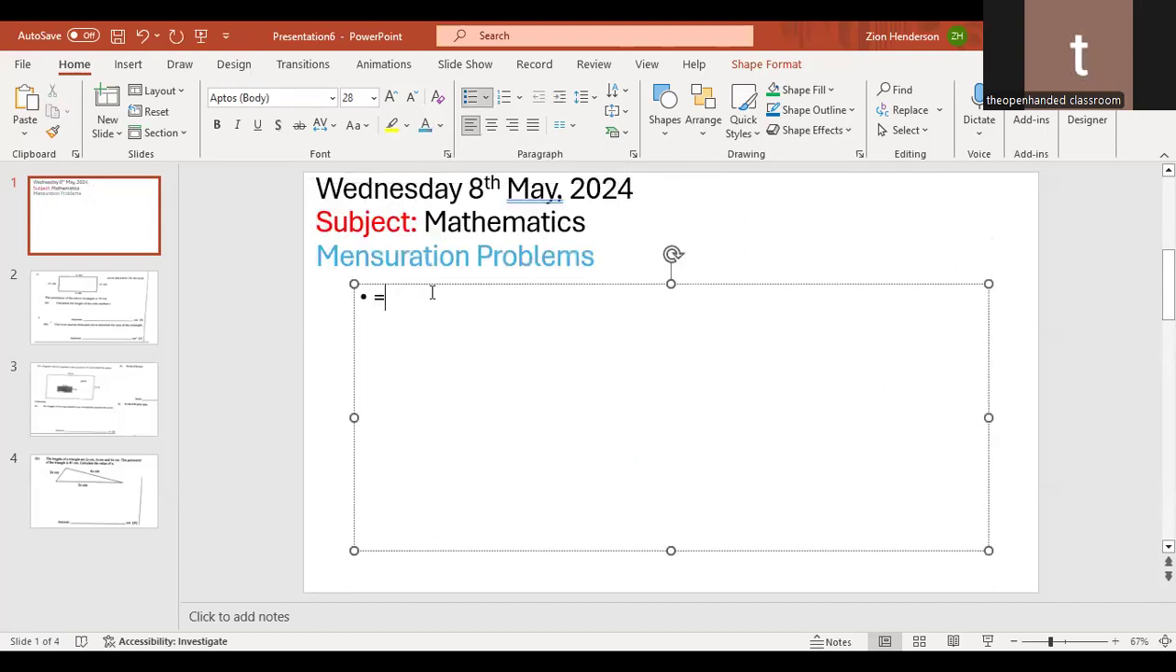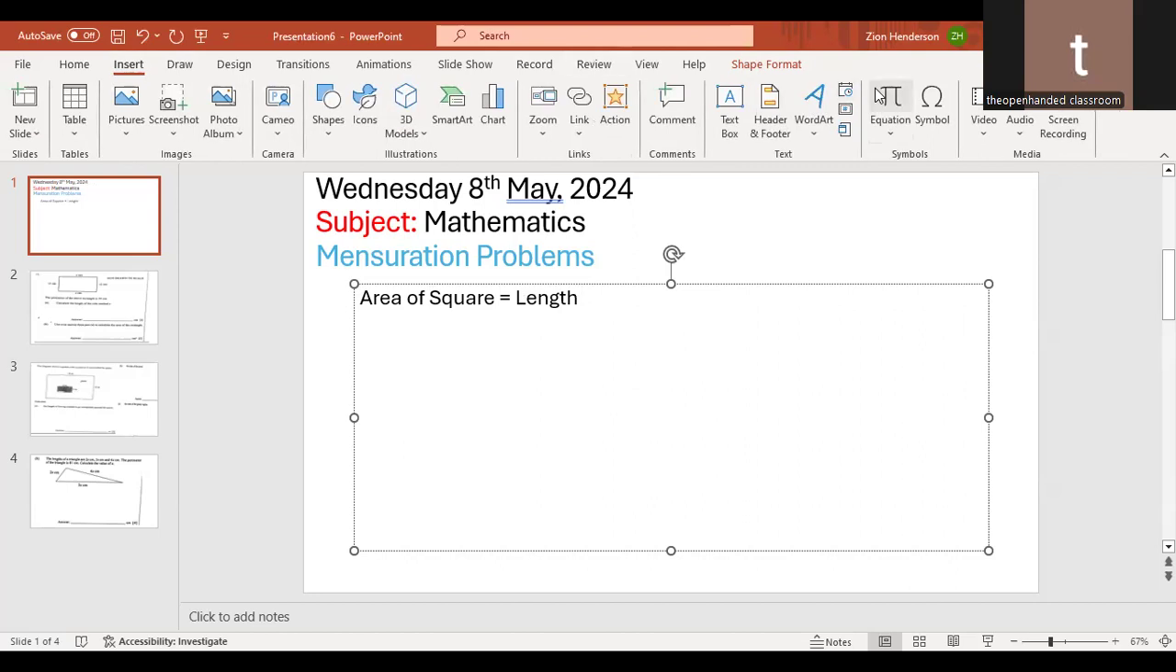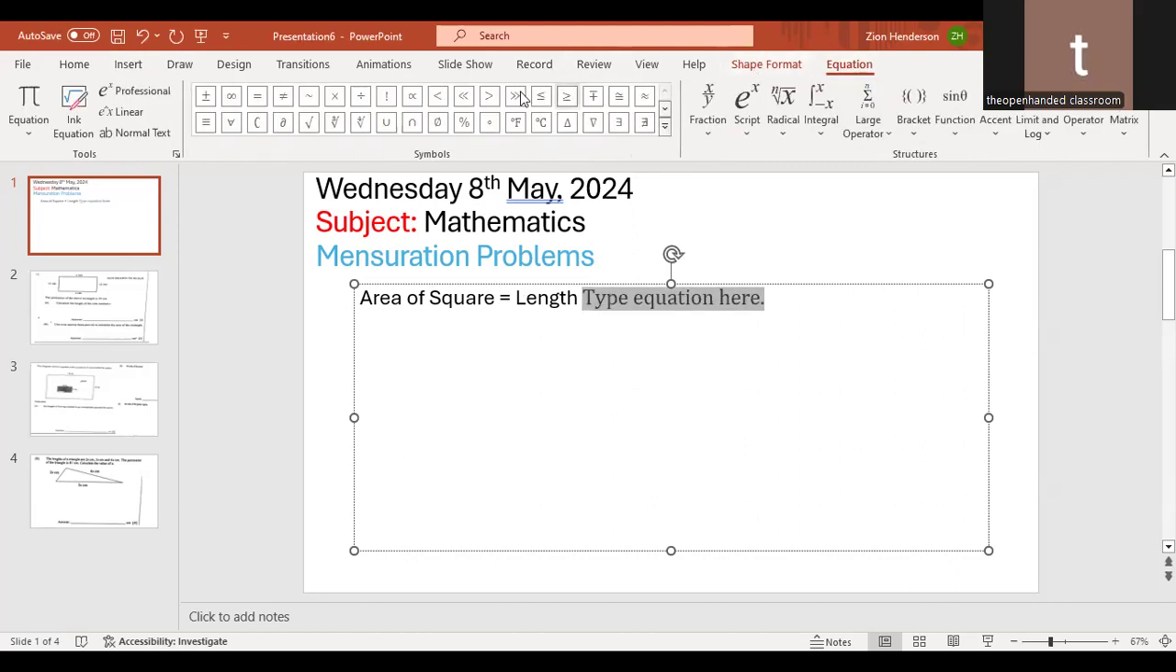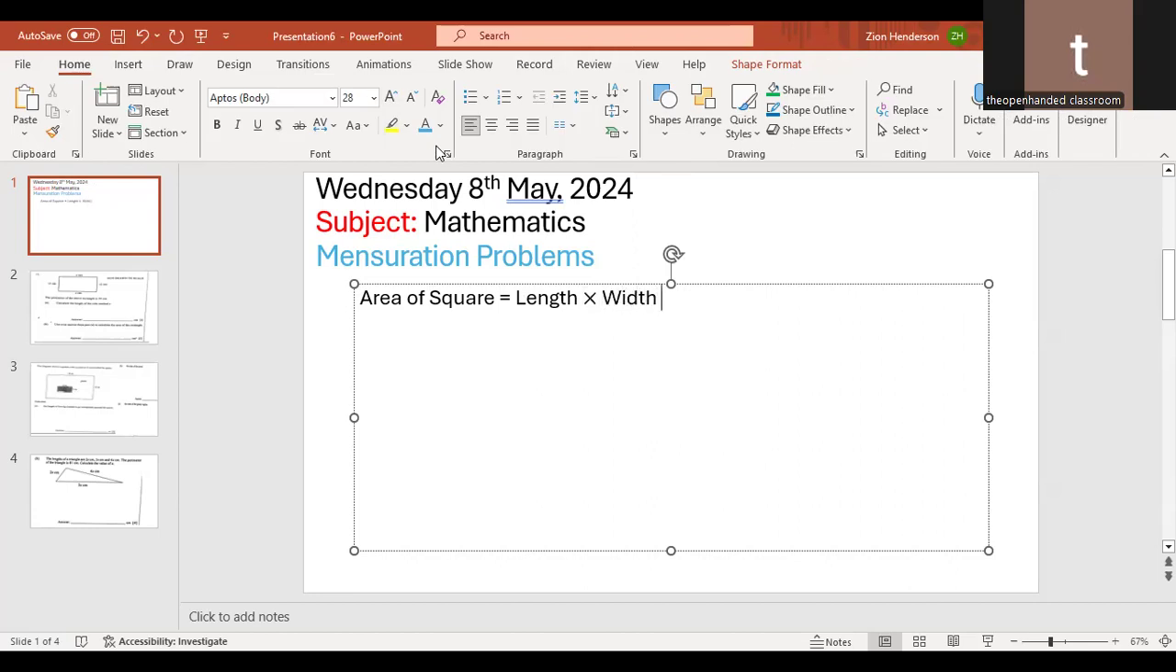The first thing that we need to remember is, what is the area of a square? Class, what is the formula? Length times width. Very good. So the area of a square is length multiplied by width, where the length is the longest side.